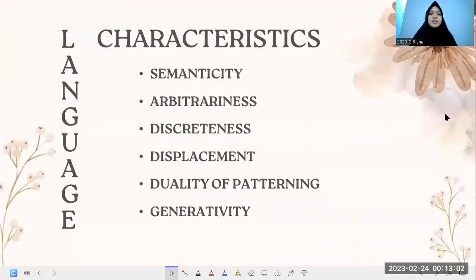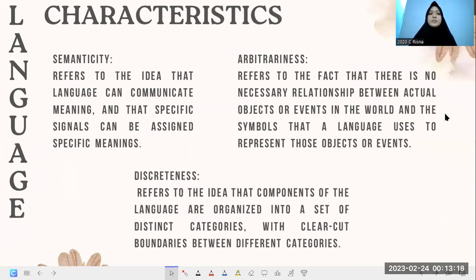The first material is language characteristics. There are 6 types. The first one is semanticity, then arbitrariness, discreteness, displacement, duality of patterning, and generativity. The explanation will be delivered by Aulia Paradila. So Olive, time is yours.